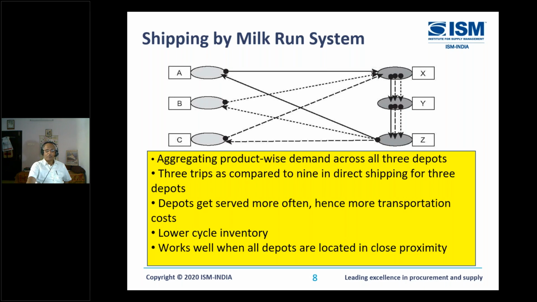Lower cycle inventory, because I'm giving small quantities, so cycle inventory is Q by 2, whatever I'm supplying, that divided by 2 is the cycle inventory. And it works well when all depots are located in close proximity. So here, these are located in very close proximity, and so naturally they are served by this system.